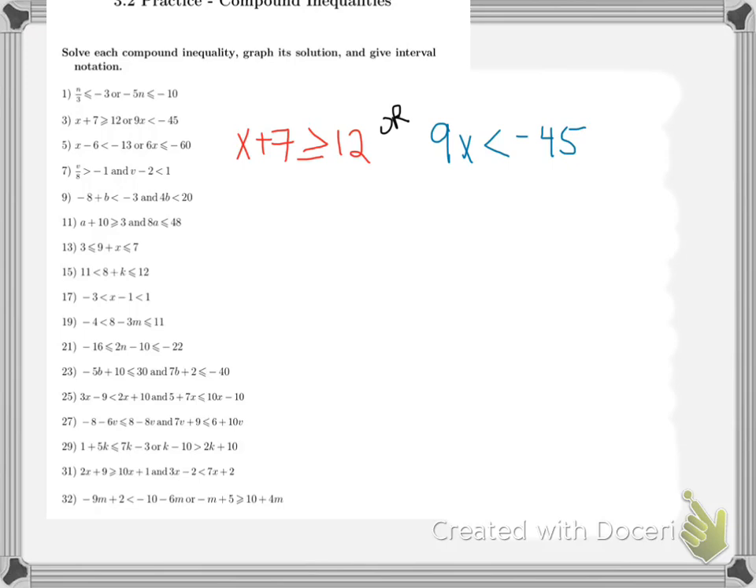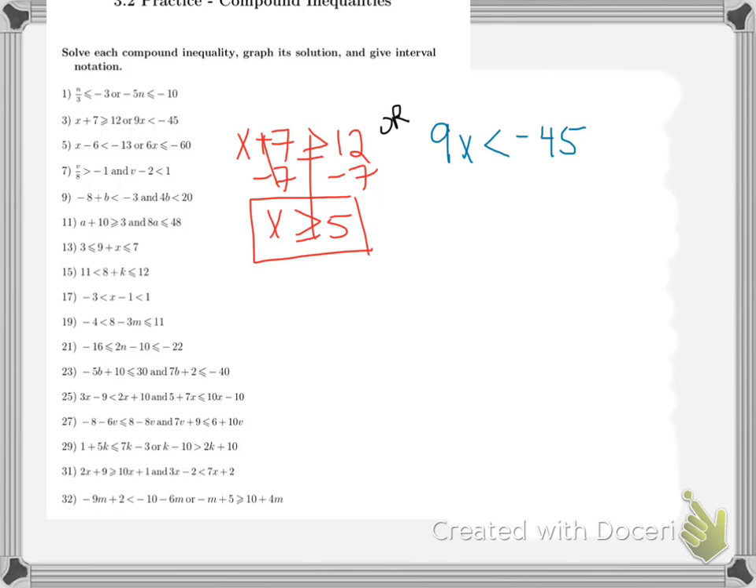So what have we got here? We've got 2 inequalities and a compound word, the word or, in between them. So I'm going to ignore the word or for now. I'm just going to solve these little babies here. So minus the 7 from both sides. I think we would all agree the process here is pretty straightforward. 12 minus 7 is 5. So there's one little partial solution here because there's another one on the other side. So I have x being greater than or equal to 5.